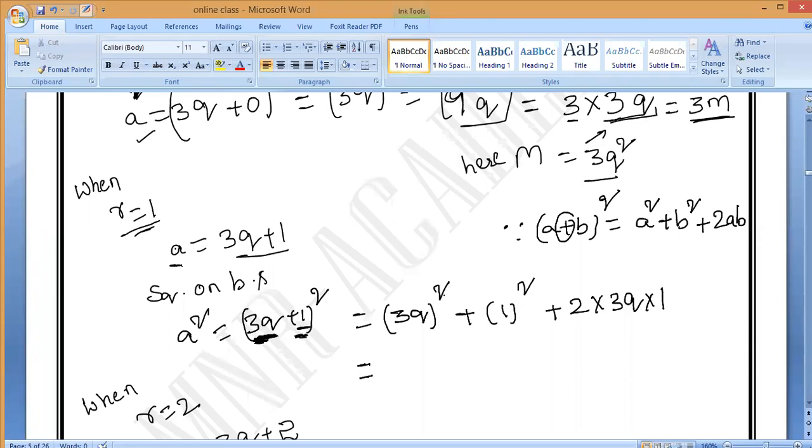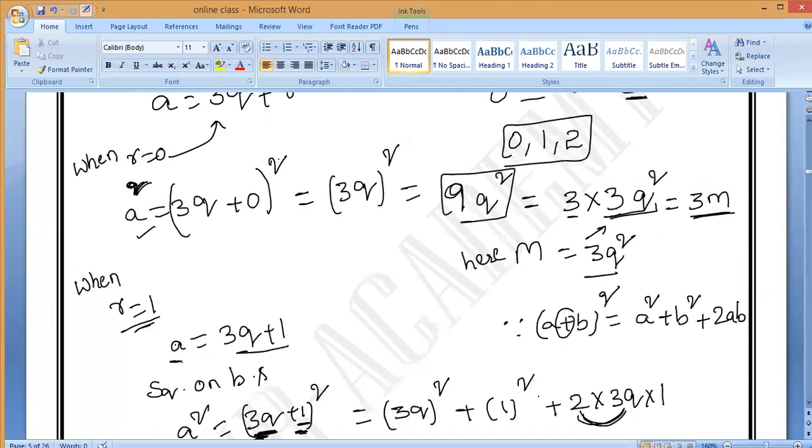So 3q whole square is 9q square, plus 1 square is 1, then plus 6q. 2 into 3q is 6q. Arrange the terms based on the power: 9q square plus 6q plus 1.